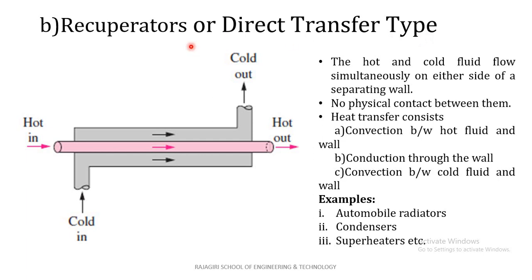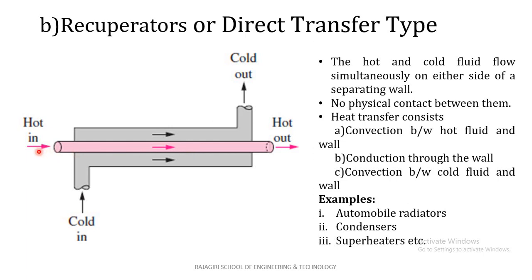So here in recuperators, the hot and cold fluid flow simultaneously on either side of a separating wall. So there is no physical contact between hot and cold fluid. There is a separating wall in between. As we can see in the figure here, this figure shows a tube-in-tube heat exchanger, or double pipe heat exchanger, whatever you can say.